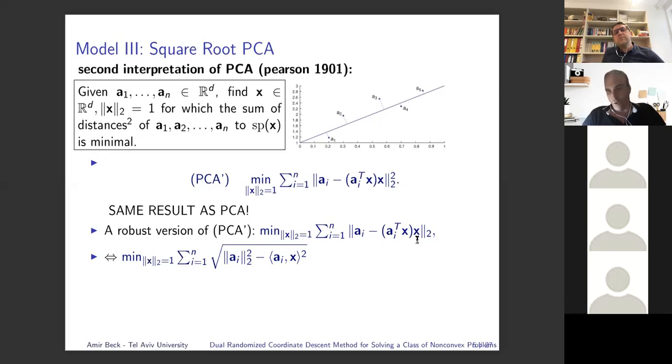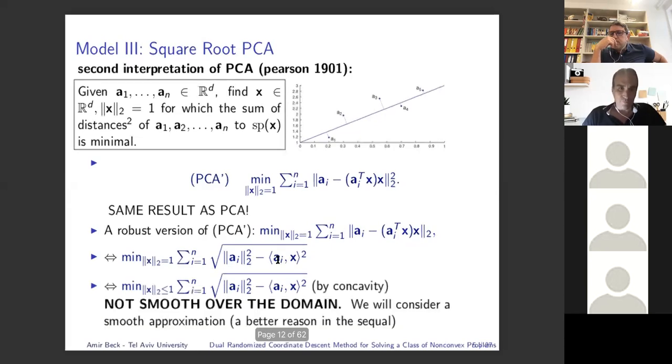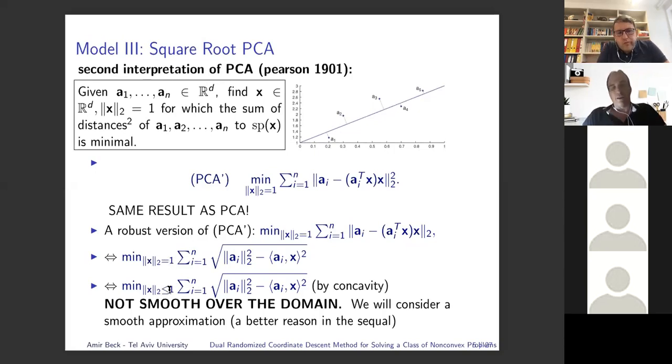Now let's look at another way to write this problem. Of course, if you open this L2 norm, you get this expression. Then if you look at the objective function, you can see that it's a concave objective function, which means that, since it's a minimization of a concave function, you can replace the equality constraint by an inequality constraint. And again, we actually get the same model of F of AX minus G of X.